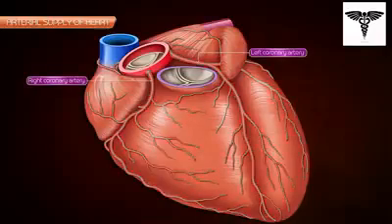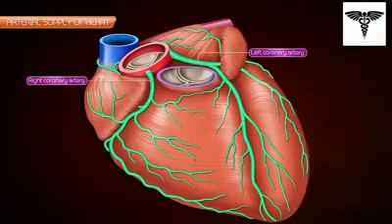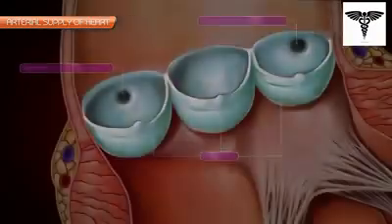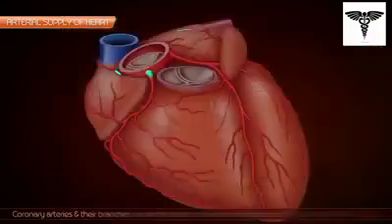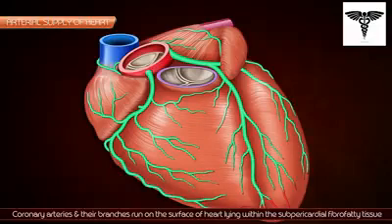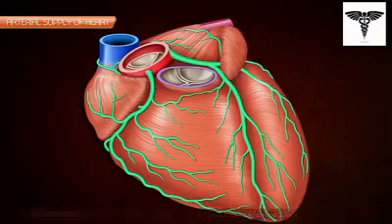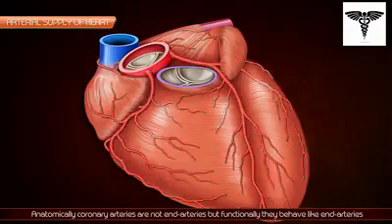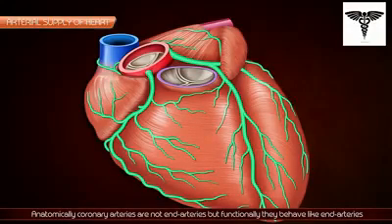The heart is mostly supplied by the two coronary arteries, which arise from the ascending aorta immediately above the aortic valve. The coronary arteries and their branches run on the surface of the heart, lying within the subpericardial fibrofatty tissue. Anatomically, coronary arteries are not end arteries, but functionally they behave like end arteries.